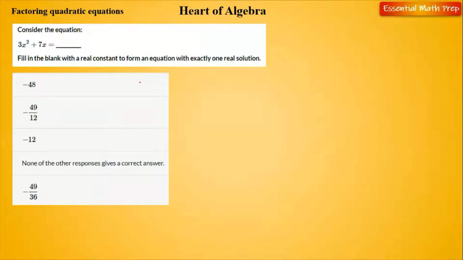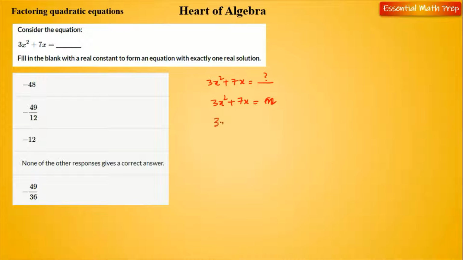So let's continue our discussion further. This is a different type of problem. So we have 3x squared plus 7x equals some unknown value, right? Fill in the blank with the real constant to form an equation with exactly one real solution. So what we can do is, let's assume that unknown value to be, not A, because we will run into confusion between B, A, and C. So how about M? Okay, how about M?